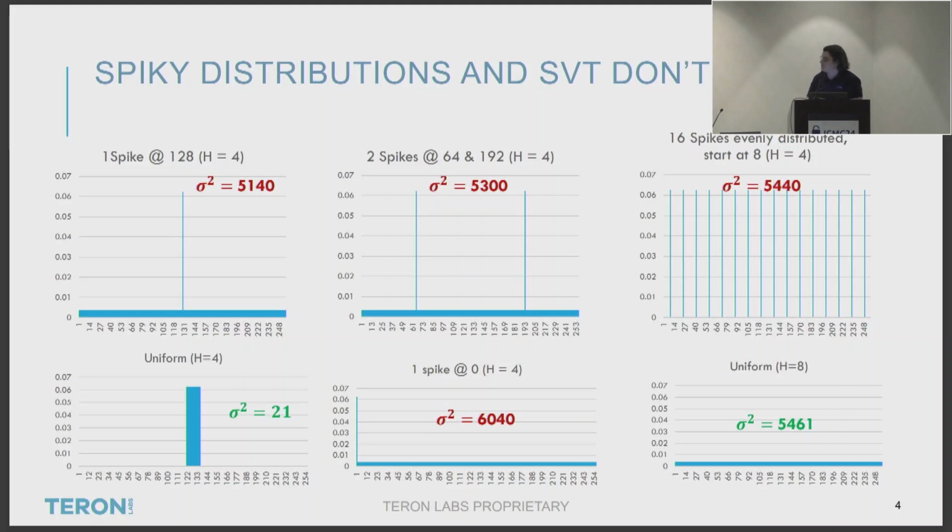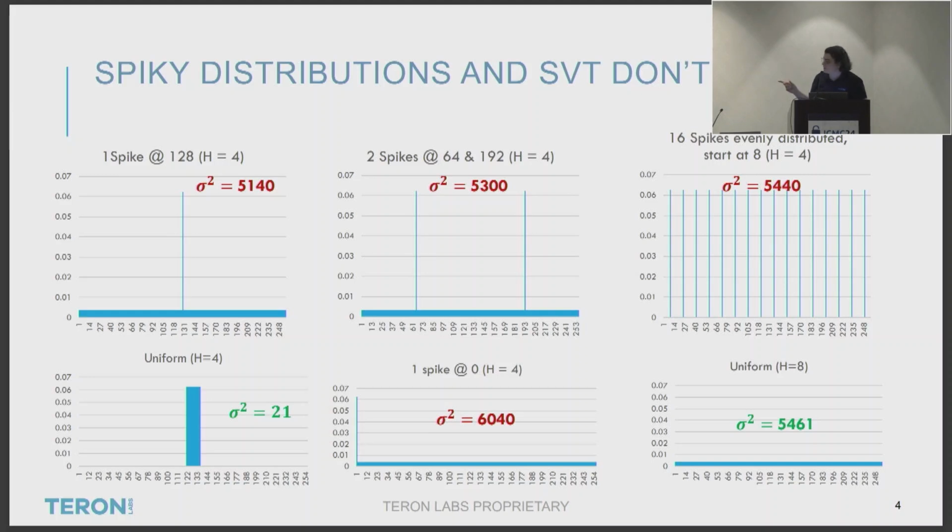So here's our spiky distributions. I just did these for an entropy level of 4. So you can see one spike in the middle on the left, 2 spikes sort of separated from each other, 16 spikes, which is the maximum you could have with an entropy level of 4. And on the bottom at the middle, 1 spike shifted right to one end. And you can see all of these have a sample variance of 5,000 or 6,000.